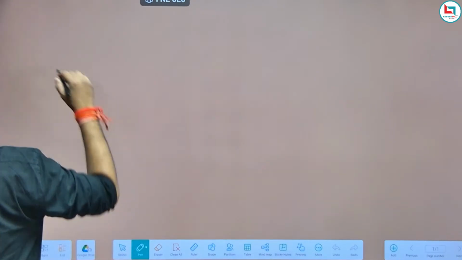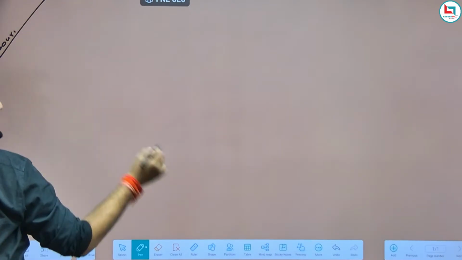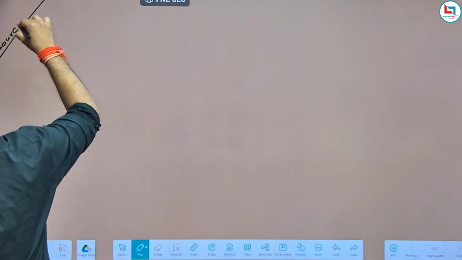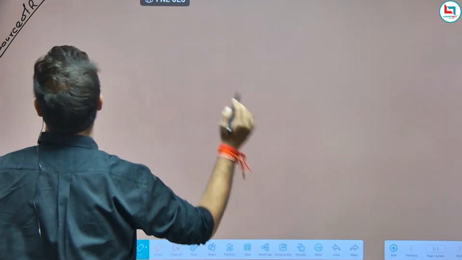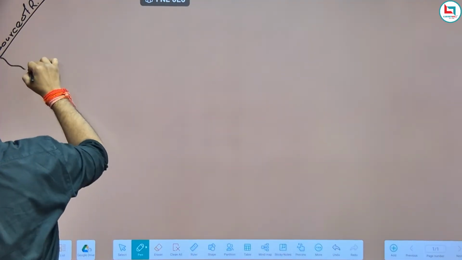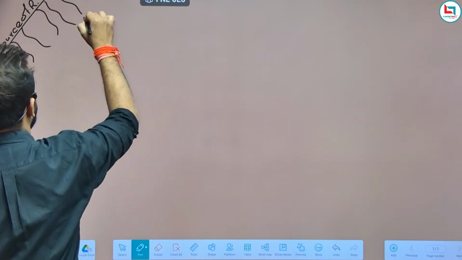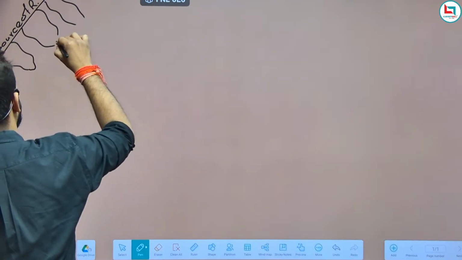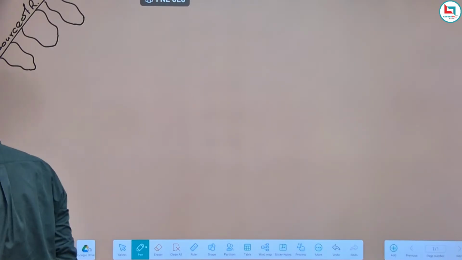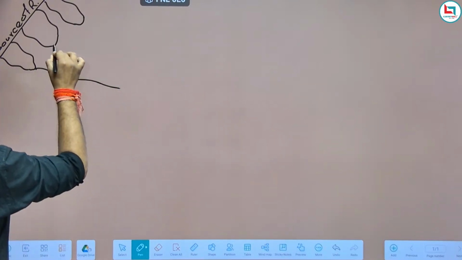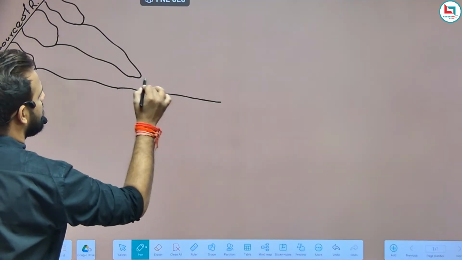Let me recall the class. We have seen the source of river. These are the streams, like this, which are moving forward. So we had seen these particular things.